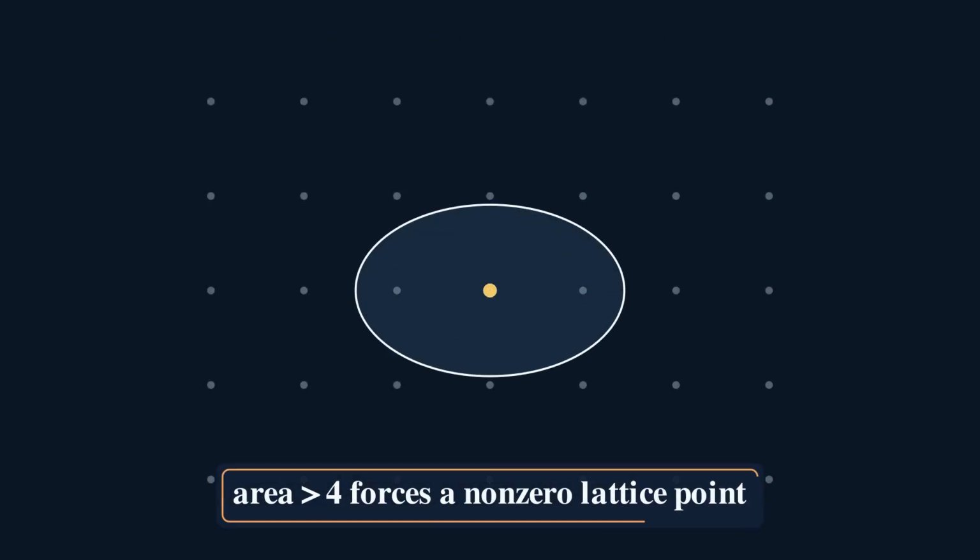So that is the picture behind Minkowski's theorem in the plane. Shrink the body, repack it into one cell, force an overlap, extract a lattice vector, then use symmetry and convexity to bring that vector back into the original shape.